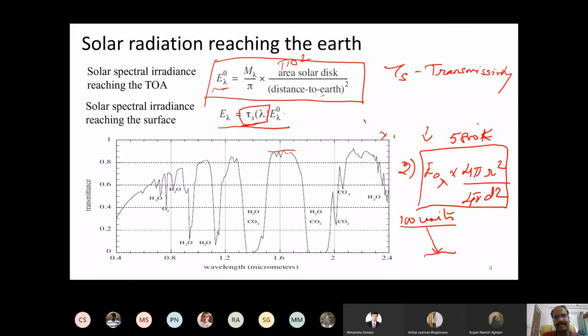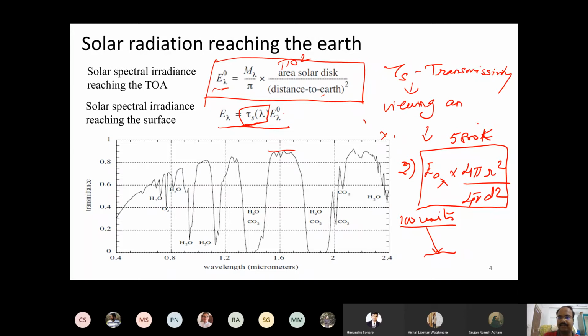Like we have already seen, as the path length of EMR increases, the absorption and scattering will increase. So if sunlight is just slightly overhead of us, the path taken by the sun's rays will be much smaller. If the sun is near the horizon, the path of EMR travel will be much longer. So the longer the path, the lower the transmissivity because of higher absorption and higher scattering. So whatever is reaching the top of atmosphere, multiply that with transmissivity, you will get solar radiation reaching the Earth's surface. I'm just writing it here for your note.